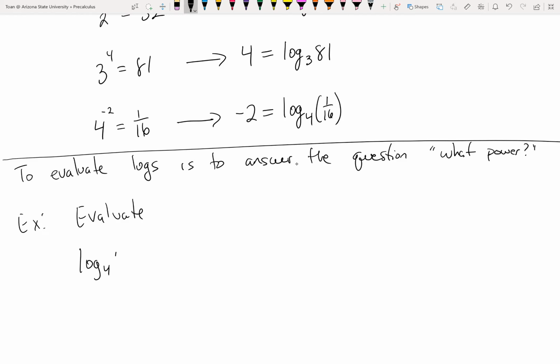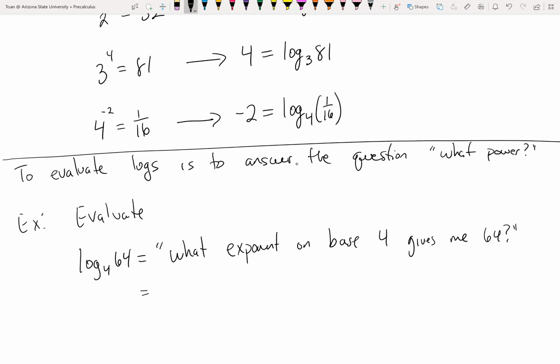log base 4 of 64, this is asking what exponent on base, what is the base in this case? Well, we can clearly see it's the small number, 4. What exponent on base 4 gives me, what is the argument? 64. So that's the question that you're answering.